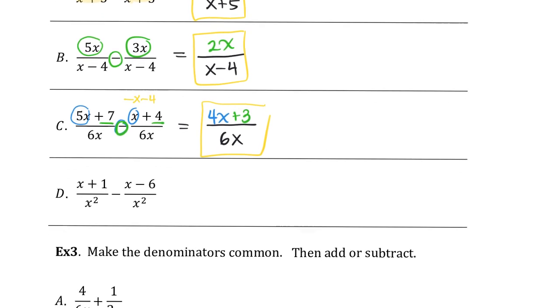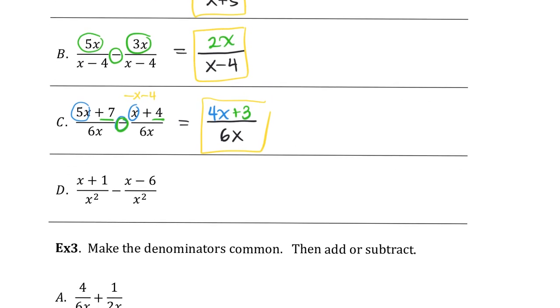Okay, let's try D. Common denominator is x squared. Then I'm going to carefully subtract. If I do x minus x, what do I get? I get nothing. They cancel. If I do 1 minus negative 6, I'm doing 1 plus 6, so I'm going to get 7. So my answer is 7 over x squared.